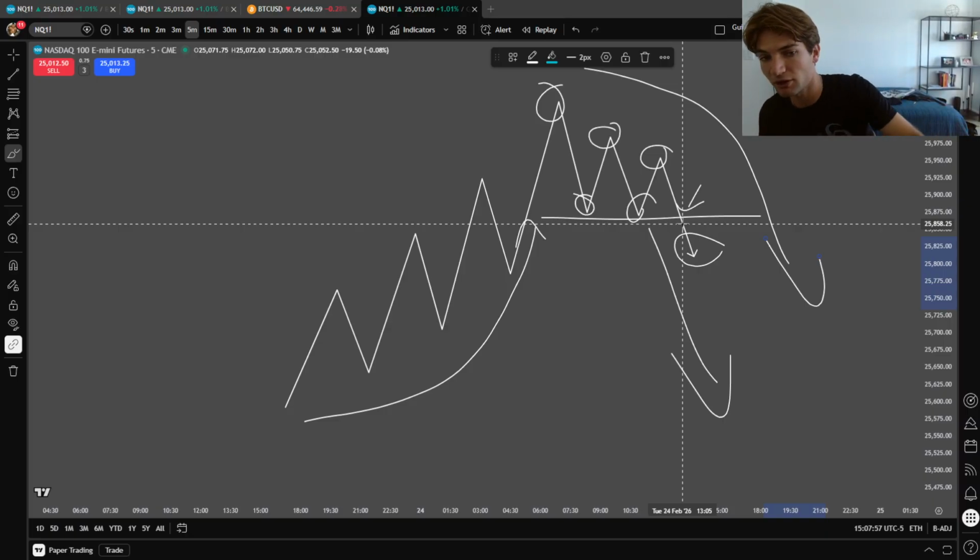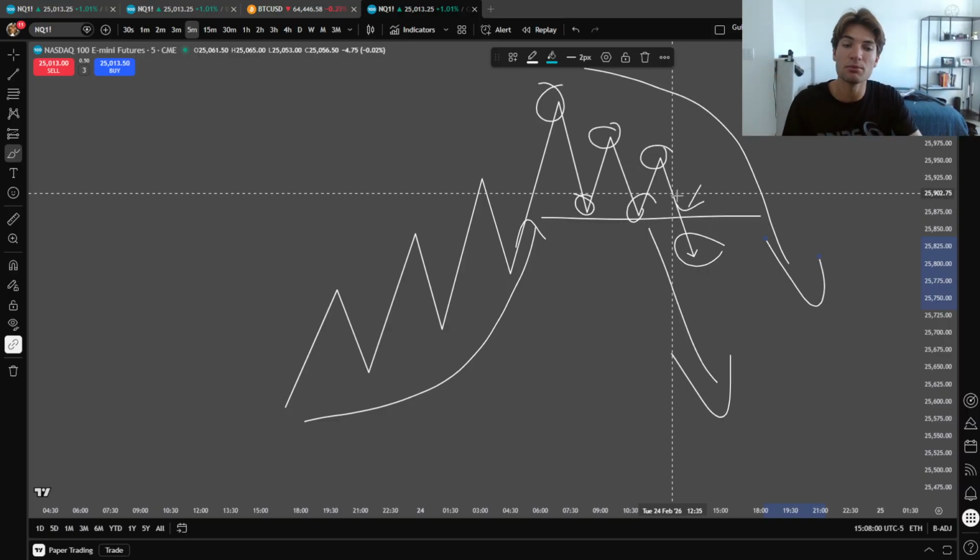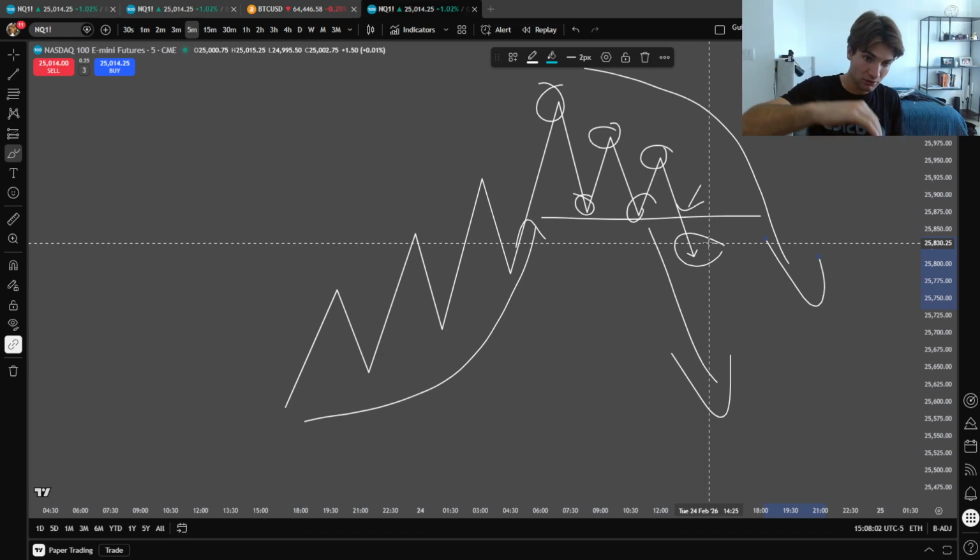We could literally just flip this image upside down, and it would be the same thing. You go from down, you have lower highs, lower lows, lower high, lower lows. You make a higher low, and then you make a higher high, boom, break of structure. Now we can expect price to continue in that direction.